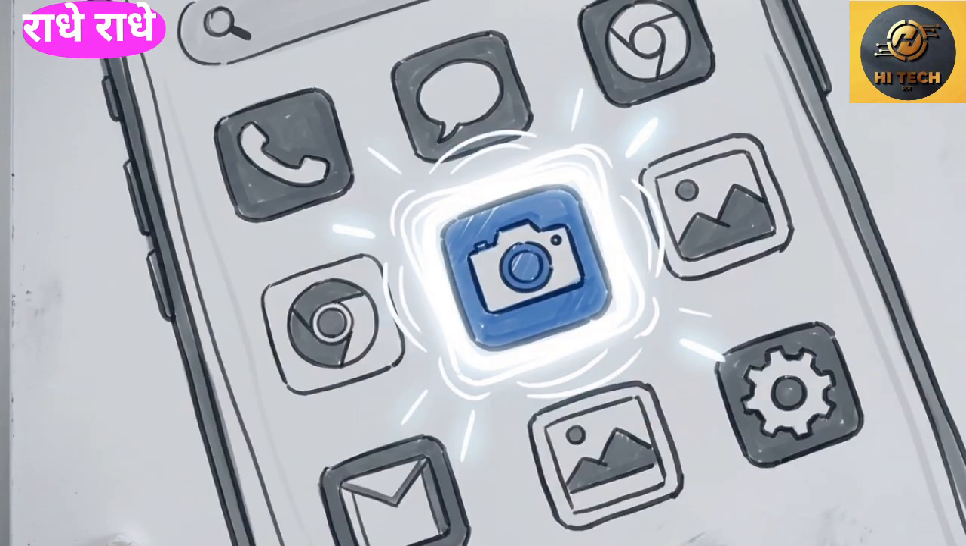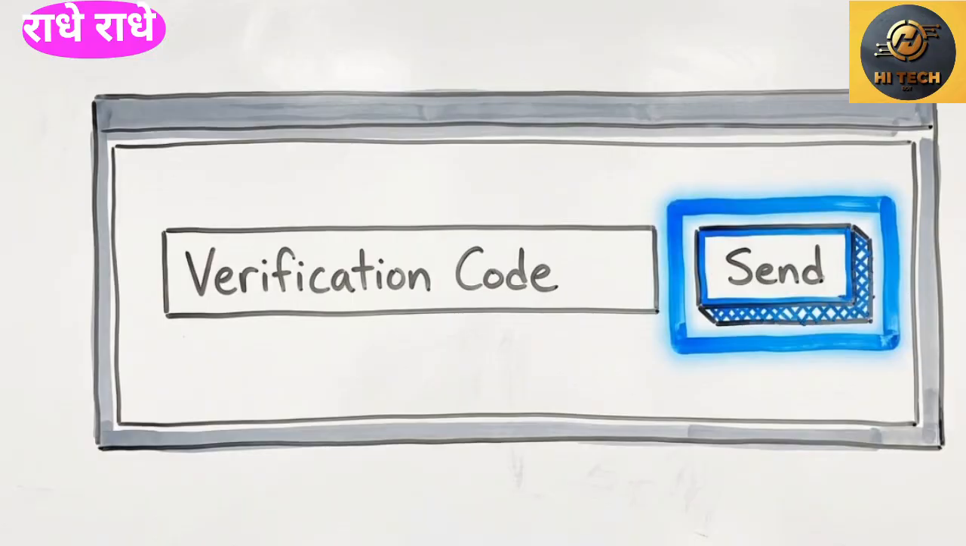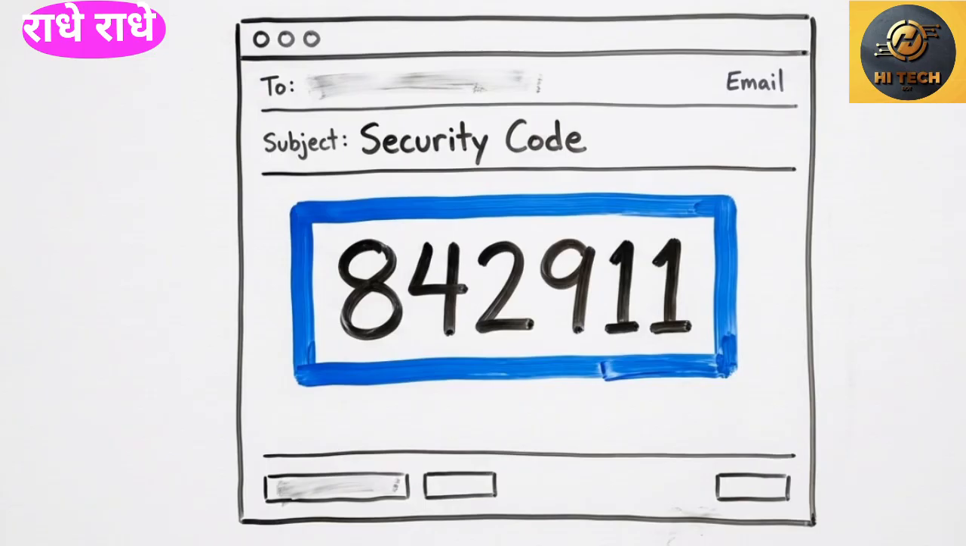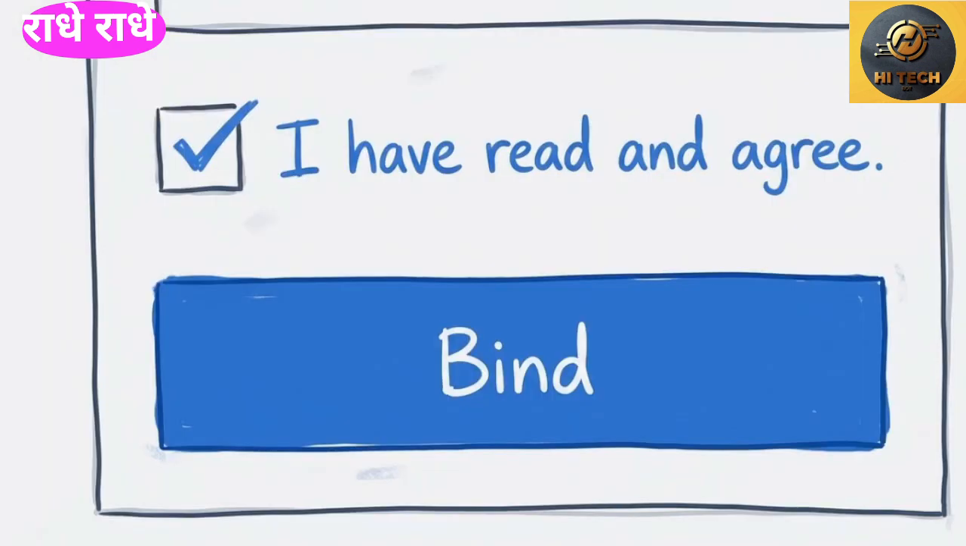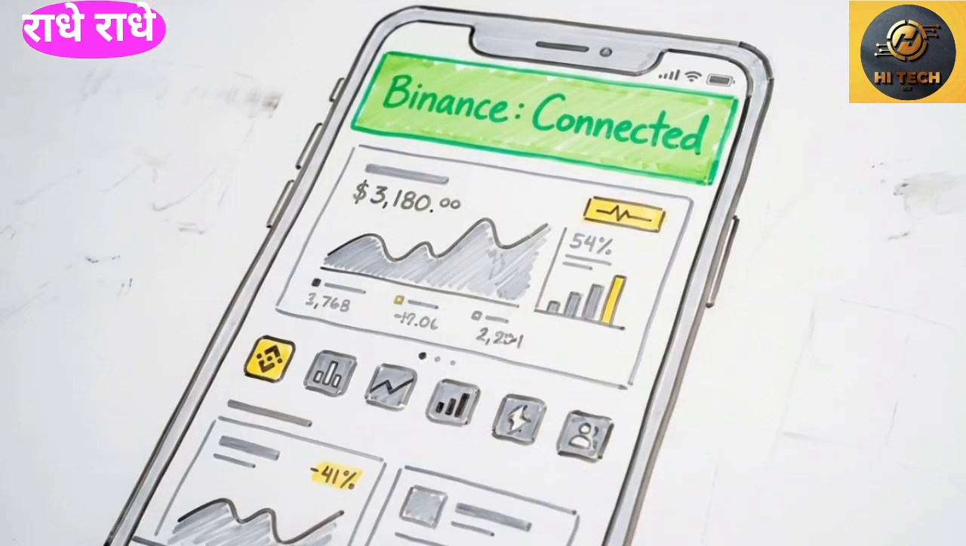Open the high-tech bot app one last time and tap Send next to the verification code field. Check your email inbox, copy the one-time passcode, and paste it into the bot. Check the box to agree to the risk warning terms and tap Bind. The two platforms are now securely linked under the exact rules you just set.